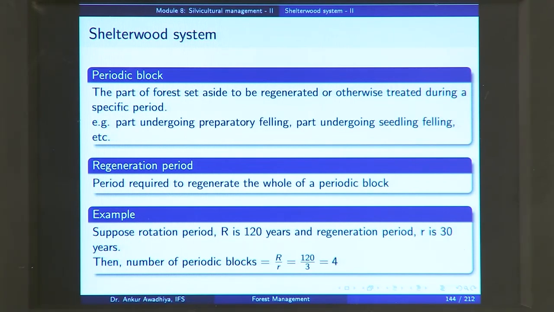Then we had also defined the rotation period. The rotation period is the time at which your tree is considered mature for felling. Now, the number of periodic blocks is given by the rotation period divided by the regeneration period. Suppose the rotation period is 120 years. What we are saying is that at the age of 120 years, your tree is fully developed. It has the maximum volume that you want to extract from this tree. It is completely mature, and so it is now economical to cut this tree and extract the timber out of it. So, it takes 120 years for this particular species at this particular site to attain maturity.